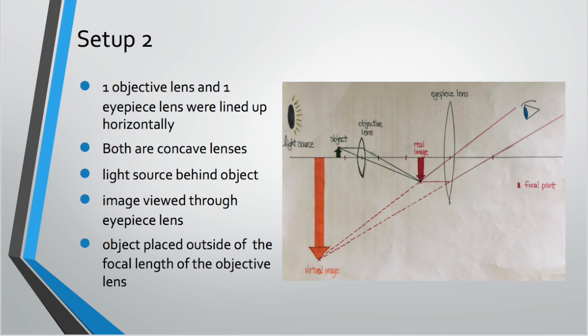As an outcome, this setup gave us a virtual image produced behind the object and a real image produced between the two lenses, which is why the real image could not be formed on a viewing screen.